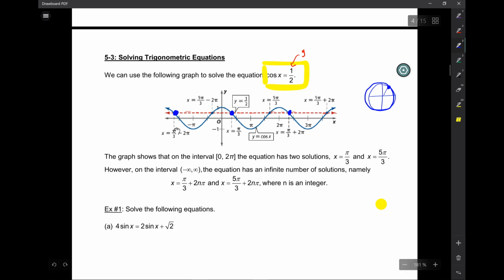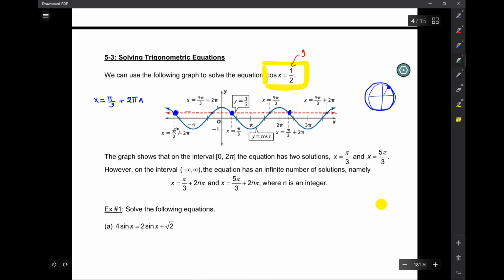One way I could show that is, I say x is pi over 3 plus 2 pi times n, right? And what does that mean? n is any integer. So pi over 3 plus 1 times 2 pi, 2 times 2 pi, 3 times, or in the negative, pi over 3 plus negative 2 pi, negative 4 pi, negative 6 pi, and so on. So that's one way I could write my solution.